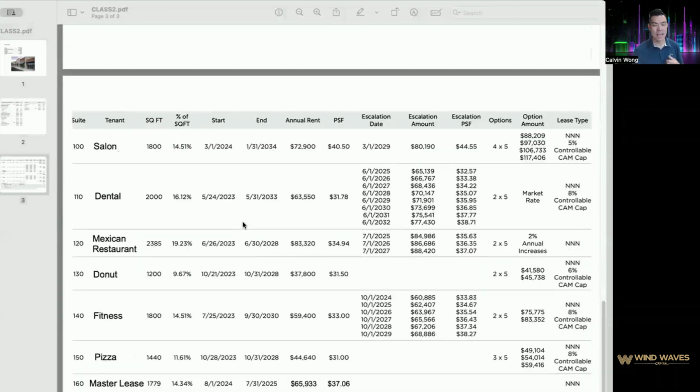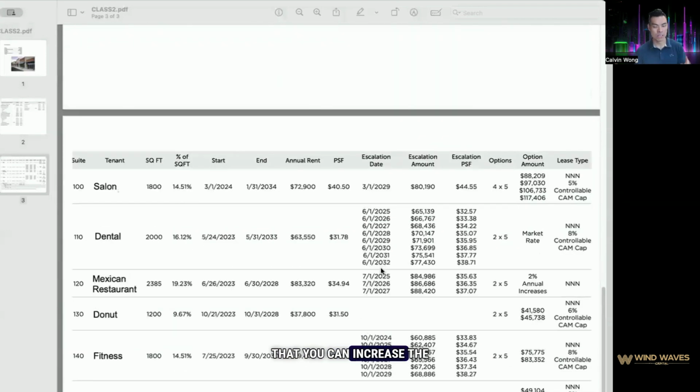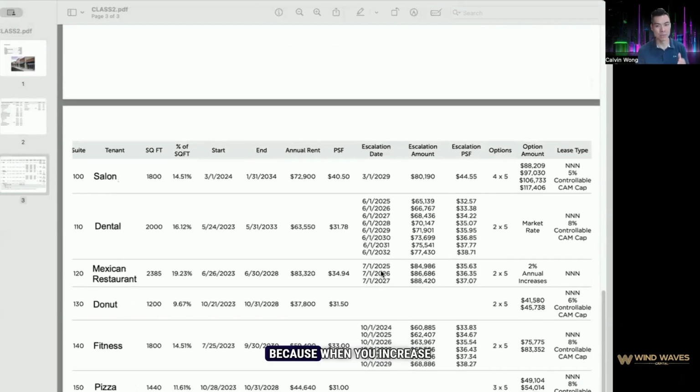So there you go. Ask for the rent roll, ask for the financials, really look at them and see if there's an opportunity to increase the rent down the road, because when you increase the rent, you increase the value of the property.